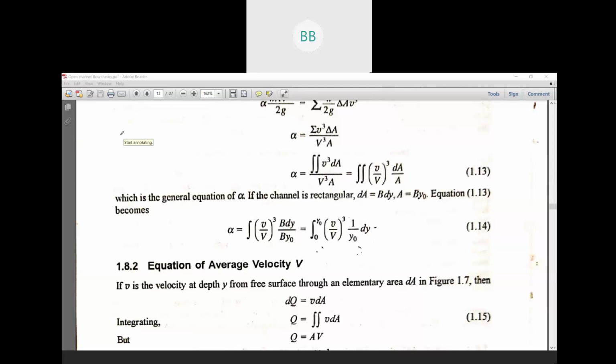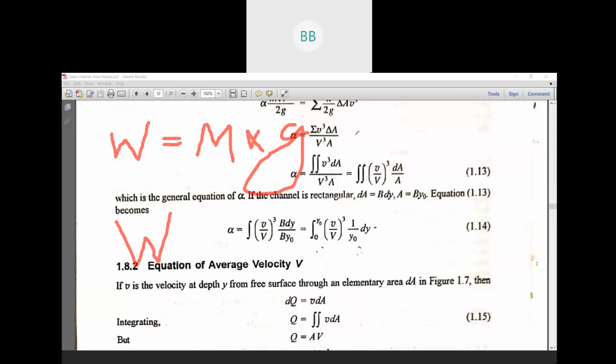To find out mass, we know weight is equal to mass multiplied by acceleration due to gravity. First we are going to determine weight.